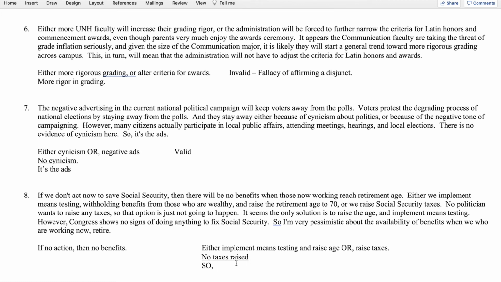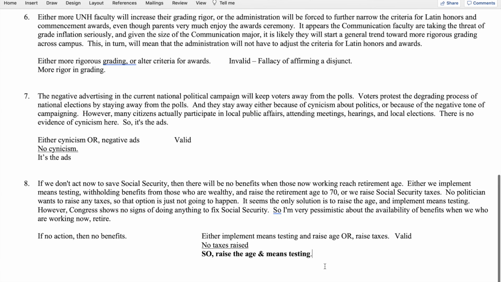So the only way to fix Social Security then is to raise the age and implement means testing. Okay, so that is a valid disjunctive argument. And the valid disjunctive argument, we know it's valid because we have the second premise, which denies the second disjunct. So this conclusion of the disjunctive argument is for certain true.